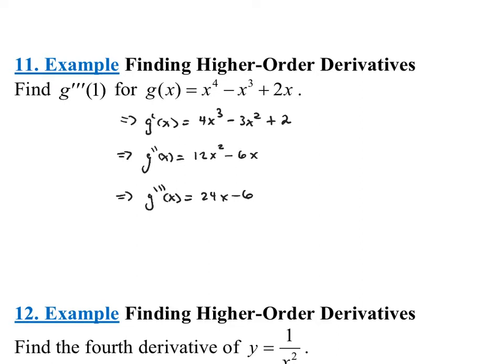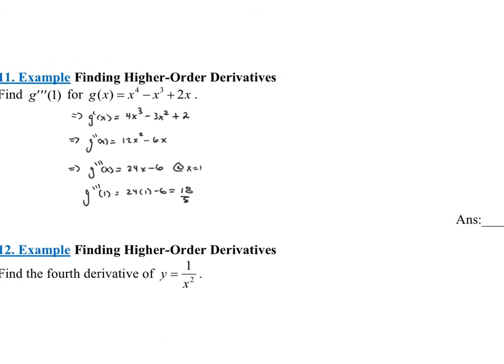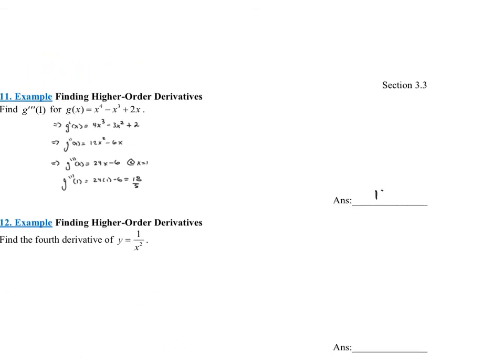That's what we wanted, was the third derivative, except we wanted the third derivative evaluated at x equals 1. So let's go ahead and plug in 1 into this function. This would be 24 times 1 minus 6. Well, 24 minus 6 is 18. So our final answer here should be 18.